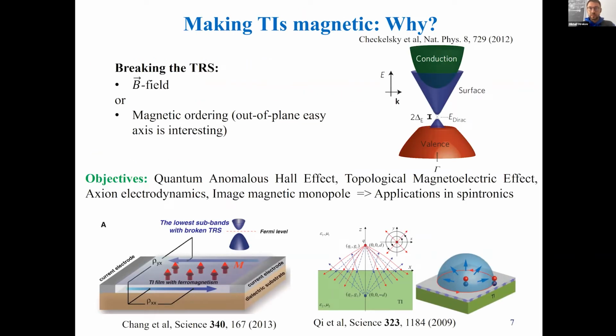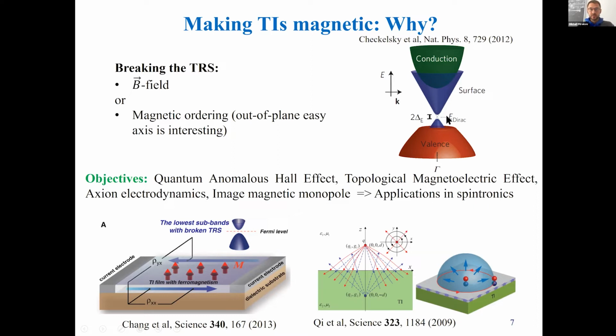Just for short, before going into details, you can either apply an external magnetic field, which is actually not very practical, or you can try to organize magnetic ordering in a TI or at its surface. Typically, people are looking for ferromagnetic ordering. And in this case, the out-of-plane easy magnetization axis is particularly interesting. Why? Because it can help you to introduce the exchange splitting in the topological surface state, which will manifest itself in the appearance of this so-called Dirac point gap.